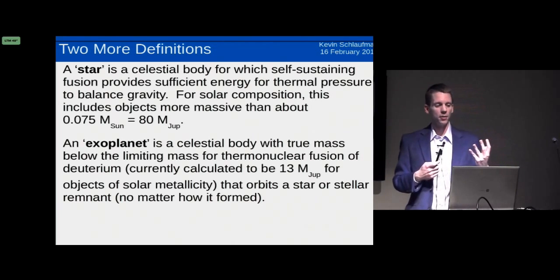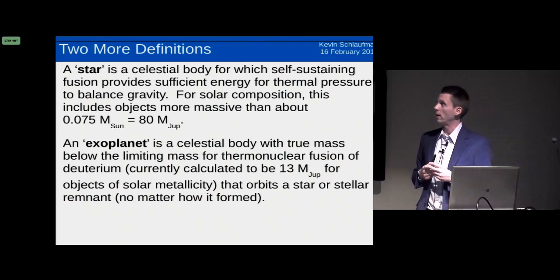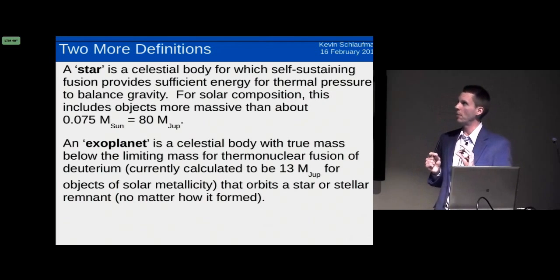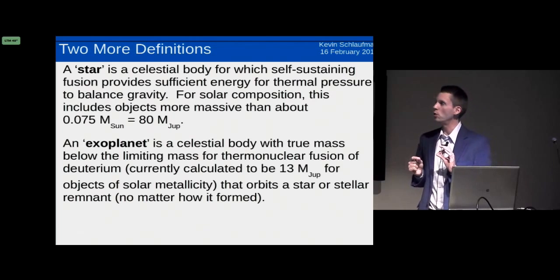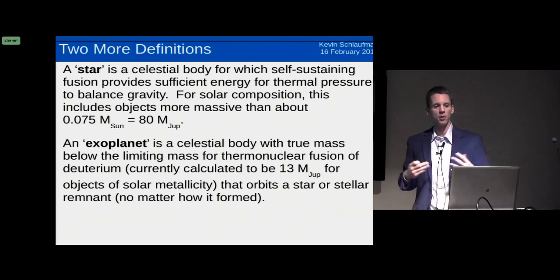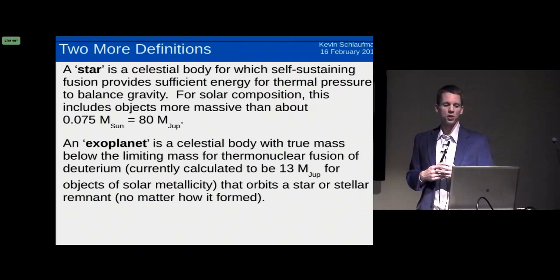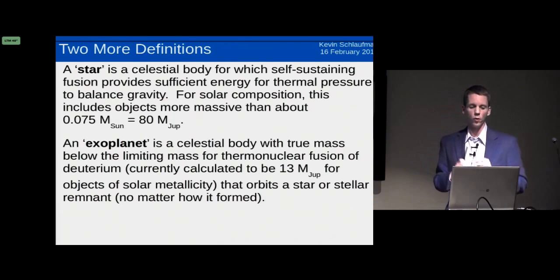On the other hand, an exoplanet was proposed to be a celestial body with a true mass below the limiting mass for the thermonuclear fusion of deuterium, which at the time was calculated to be about 13 times the mass of Jupiter for an object with the same composition as the Sun, that also orbits a star or stellar remnant, no matter how it formed.